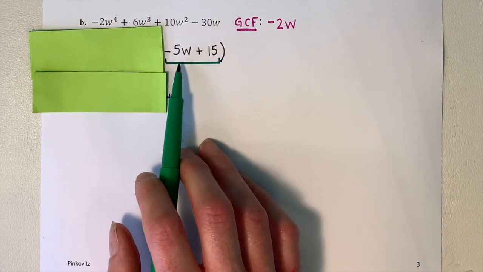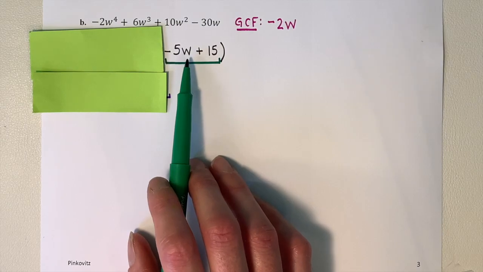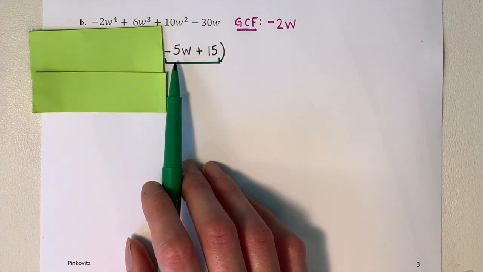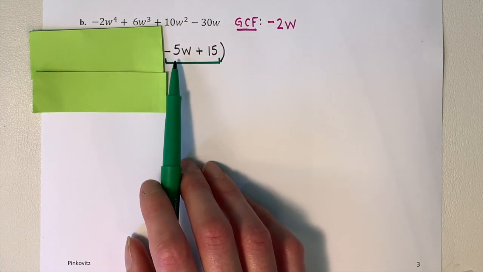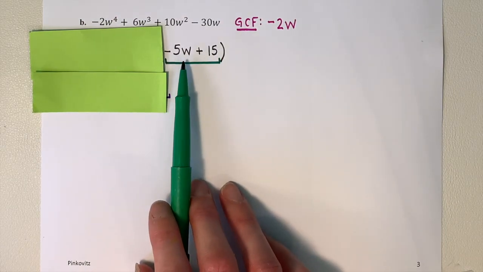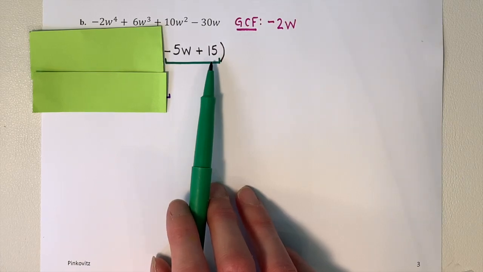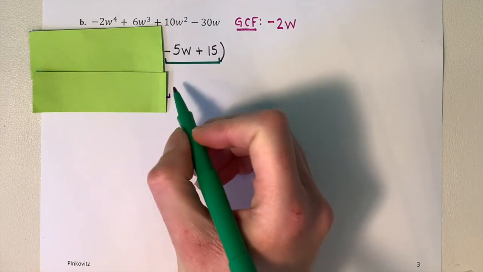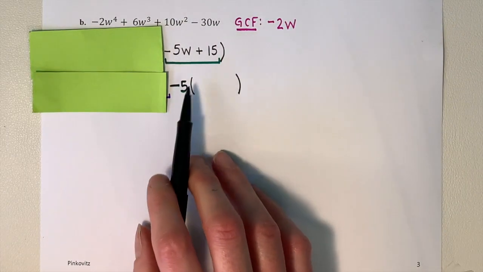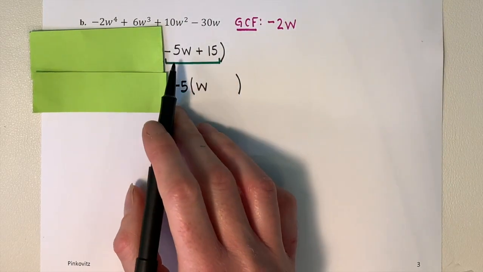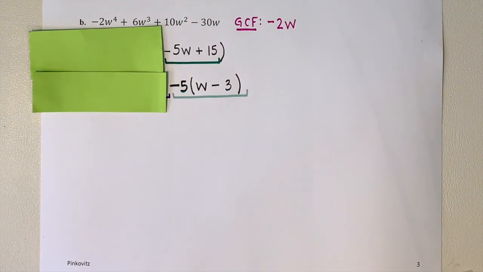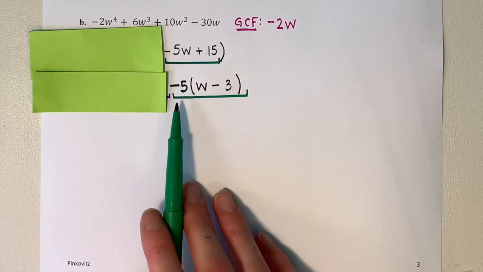Notice the first term here is negative. In other words, the term that contains the variable with the highest exponent has a negative coefficient. So mathematicians have agreed that when that's the case, your GCF must be negative. So we know we'll have a negative GCF here, and the largest number that multiplies into both negative 5w and 15 would be 5. And since our GCF needs to be negative, we'll write negative 5. Next, we'll draw our parentheses, and negative 5 times w will give us our negative 5w, and negative 5 times a negative 3 will give us our positive 15. So we've successfully factored the GCF out of these two terms here.